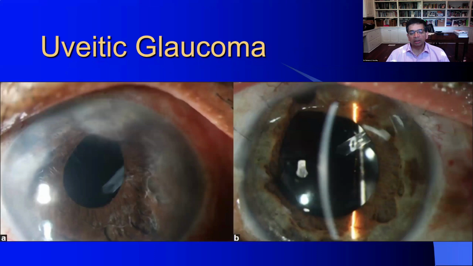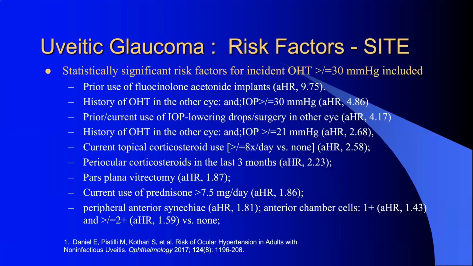Uveitic glaucoma is a common complication of chronic non-infectious uveitis. And here you see a couple of patients who have tube shunts from this. Here are statistically significant risk factors from the SITE studies associated with ocular hypertension. What are the takeaway points here? The risk factors for ocular hypertension and glaucoma in the treatment of chronic non-infectious uveitis in the SITE trials suggested that patients who had a history of ocular hypertension in the fellow eye are at greater risk for developing glaucoma.